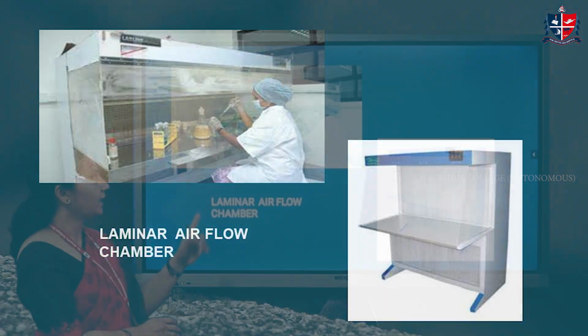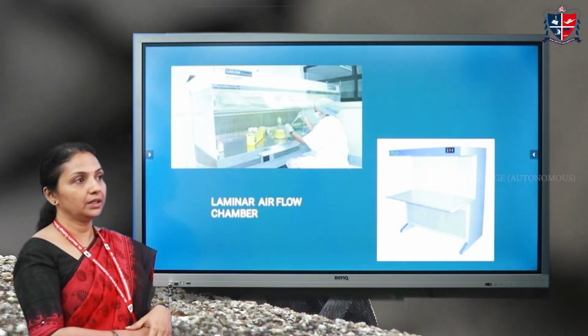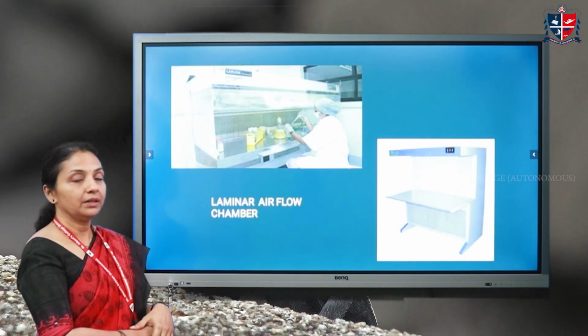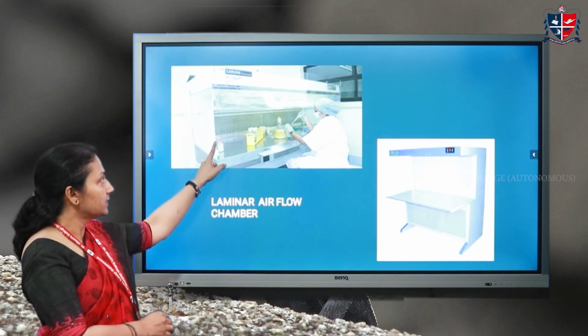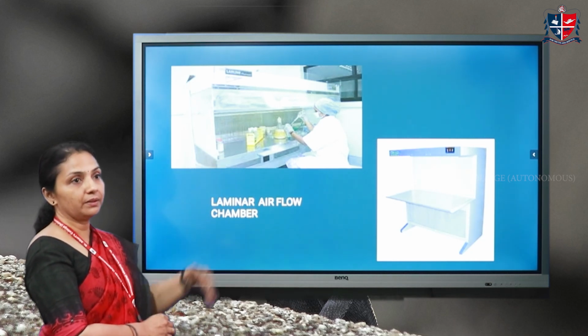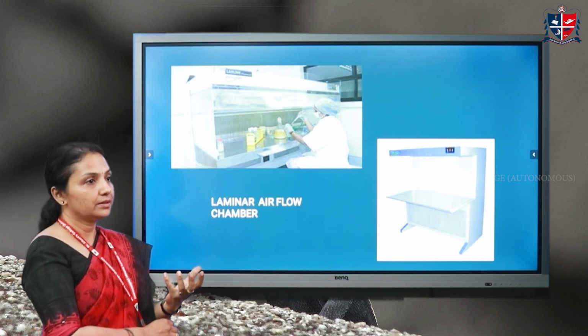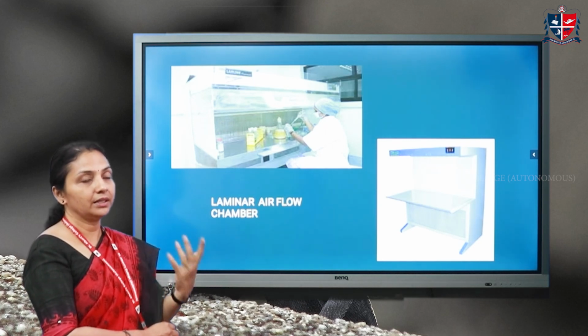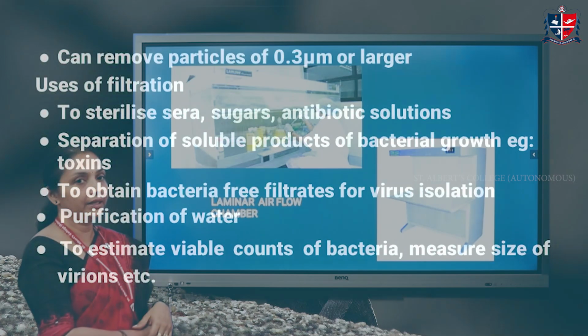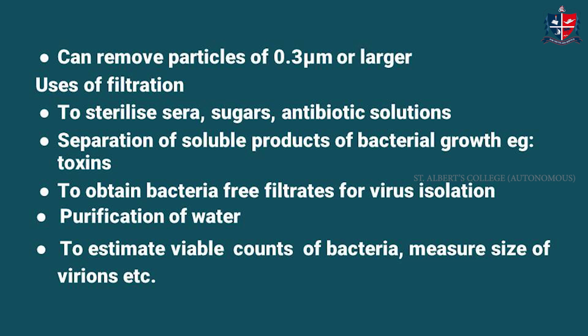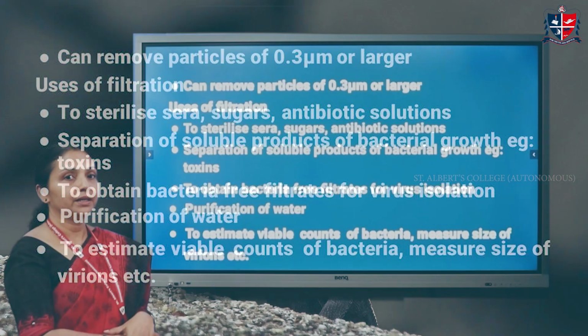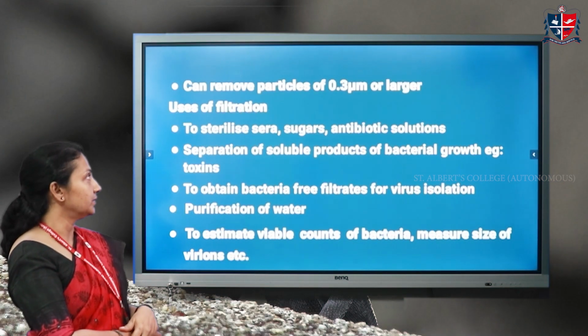So you can see the laminar airflow chamber, which is used for inoculation or working in a microbiology laboratory, and these are the filters. Air filters are placed on the back wall so that it sucks in the contaminated air and delivers sterile air. And these air filters can deliver particles of 0.3 micrometer or larger.